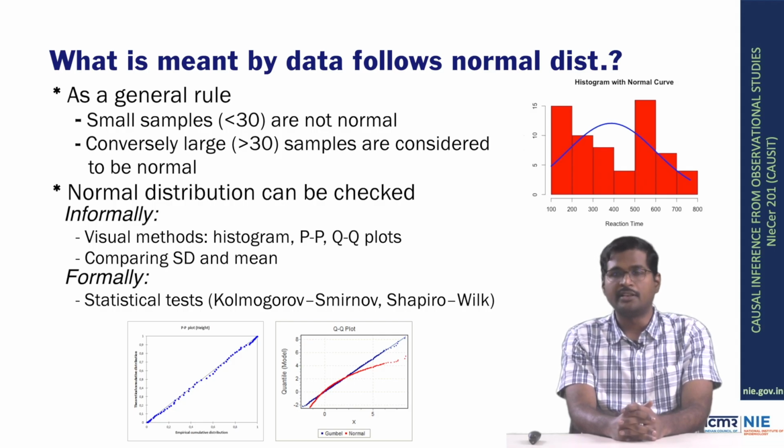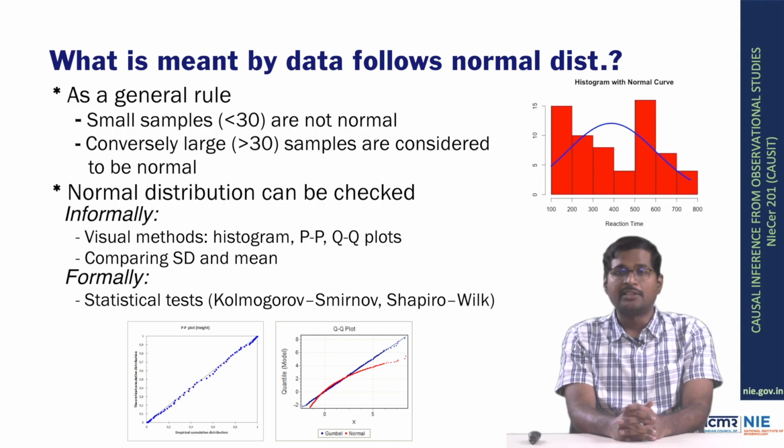There are many ways in which you can test this assumption. There are some formal ways and some informal ways. As a general rule, small samples of less than 30 are not considered normally distributed. That is, a sample size of less than 30 is not usually considered as normally distributed. Conversely, large samples may or may not be considered as normally distributed. You have to check them more formally.